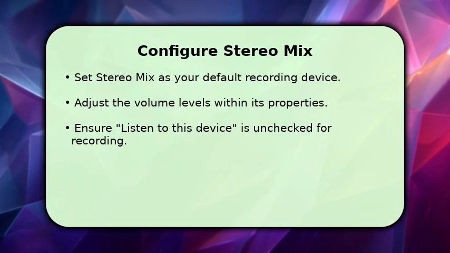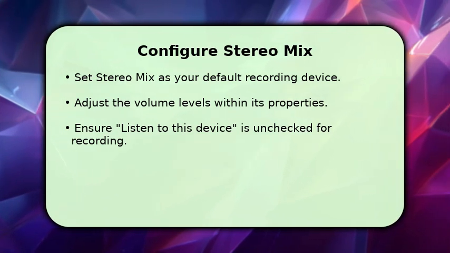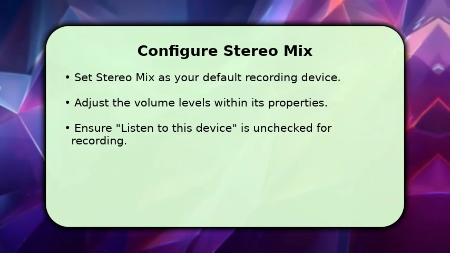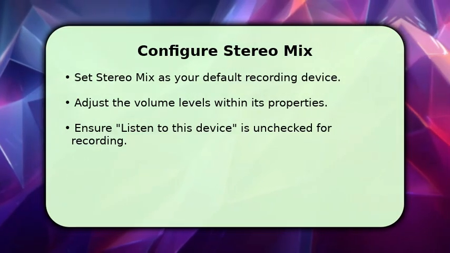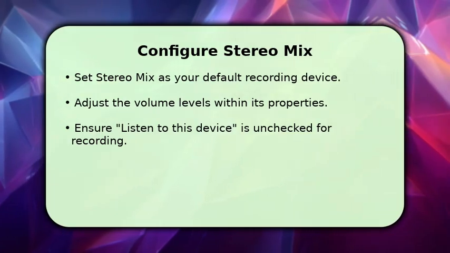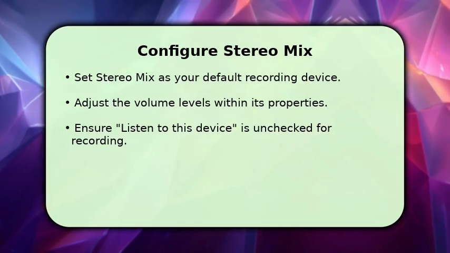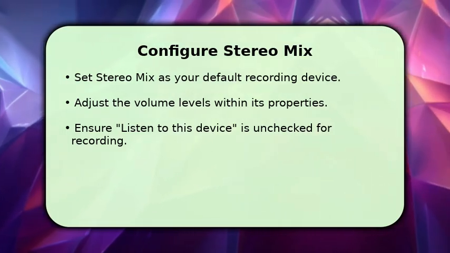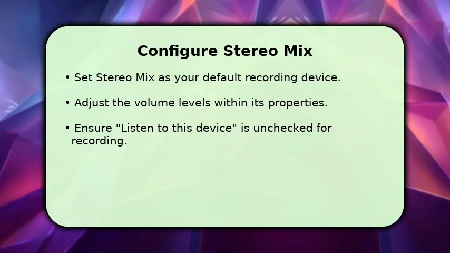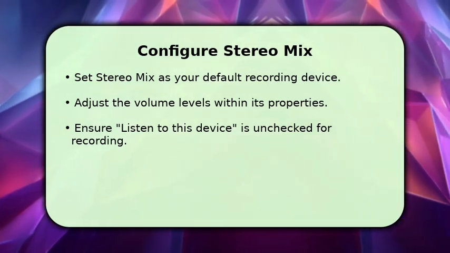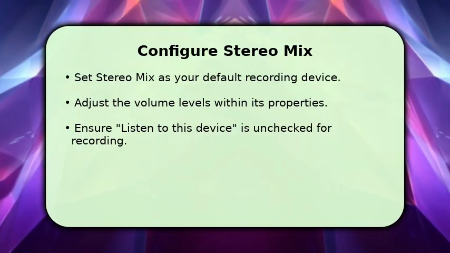After enabling, it's important to configure Stereo Mix properly. Right-click on Stereo Mix in the Recording tab and choose Set as Default Device. Next, open its properties and go to the Levels tab to adjust the recording volume, typically setting it to 100%. Crucially, navigate to the Listen tab and make sure Listen to this device is unchecked to prevent audio feedback. If Stereo Mix remains unavailable, consider updating your sound card drivers through Device Manager.